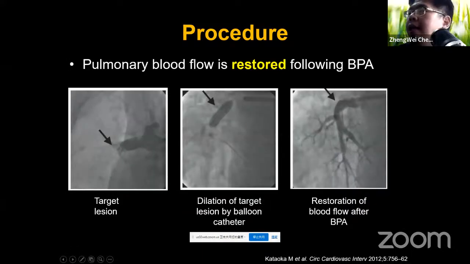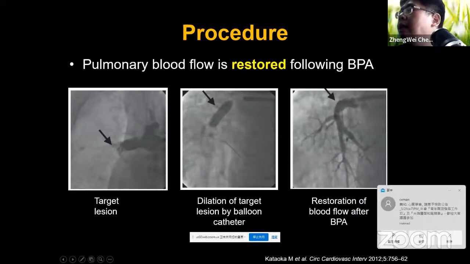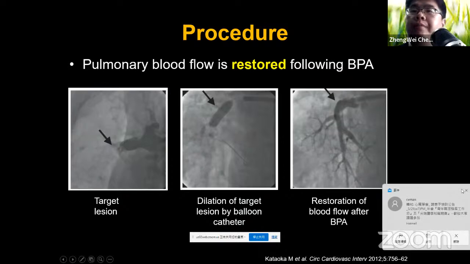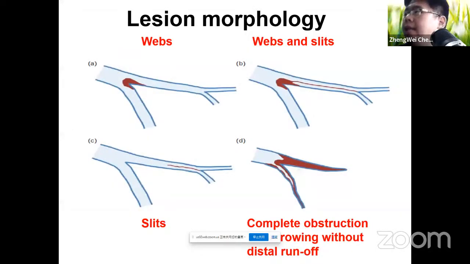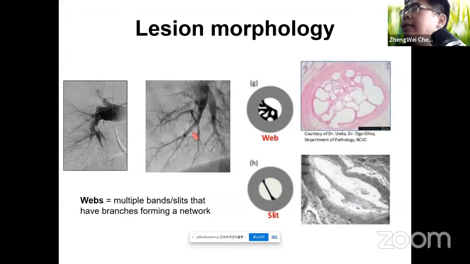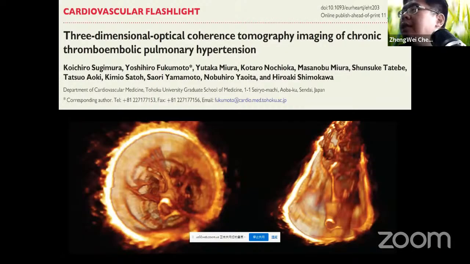Here is the illustration of the BPA procedure. We find the target lesion, apply the balloon to dilate the lesion, and the pulmonary blood flow is restored. The lesion in CTEPH is totally different from the lesion we see in PCI. The lesion morphology includes webs, slits, a combination of webs and slits, or others like complete obstruction or narrowing without distal runoff. This is the pathological view of webs and slits. We can also see that 3D OCT demonstrates the web morphology.